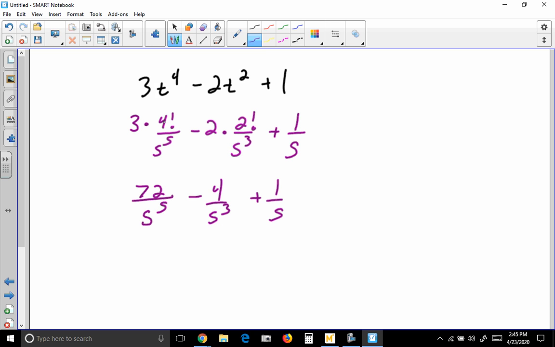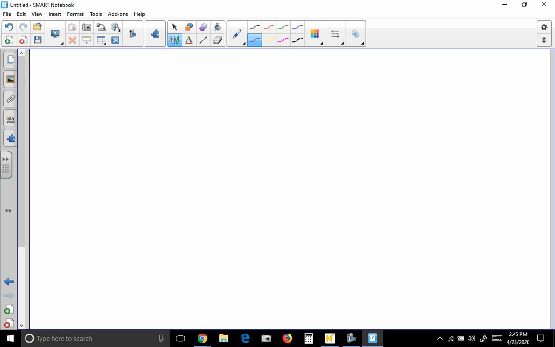So let me double check myself. 4 times 3 is 12, times 2 is 24. 24 times 3, 2 carry 1, yeah, 72. So that's the transform there. If we had a need to, we could get a common denominator and put those together, but we can just leave it that way as separate terms.